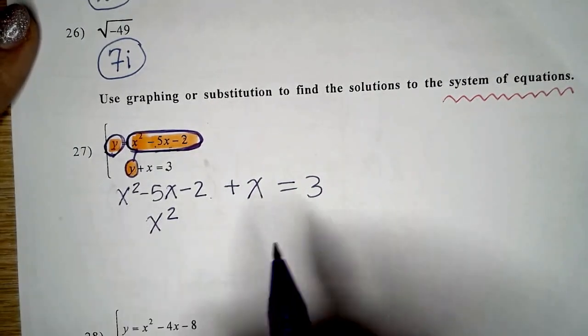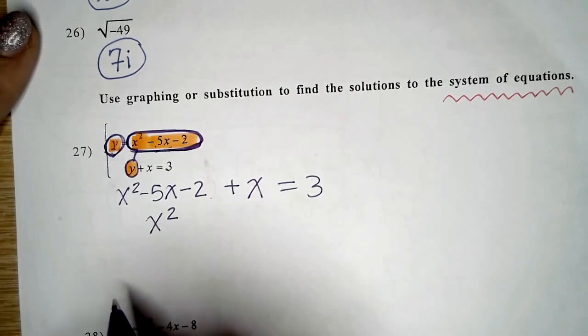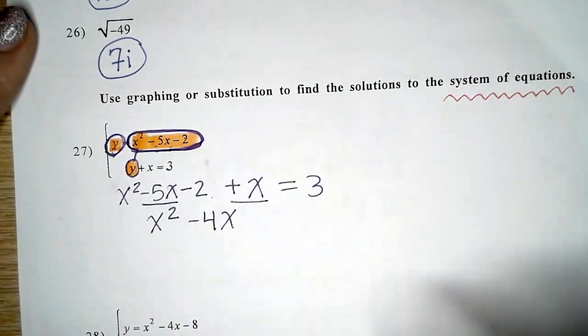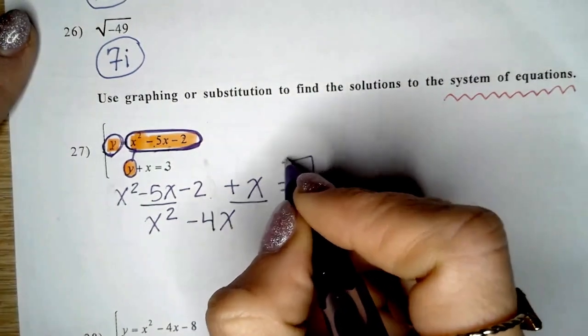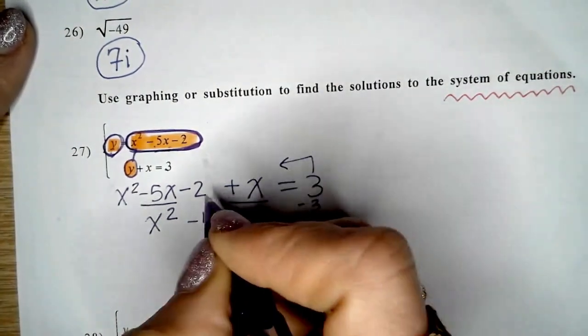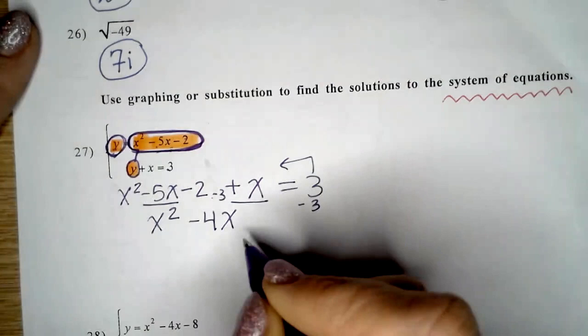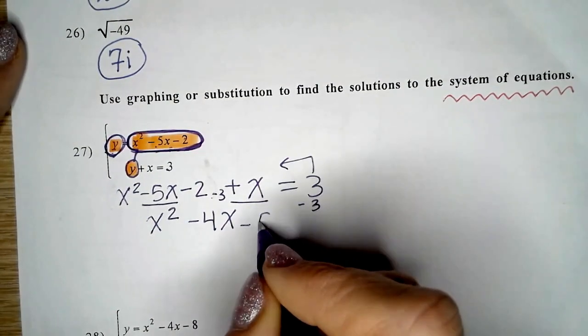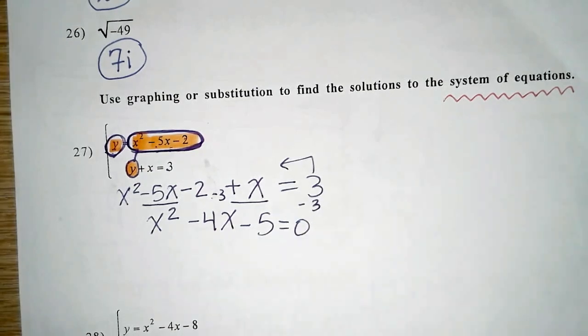Negative 4x. Good. Negative 4x. So that took care of this and this. And I want to bring that 3 over there too. What would I get? Negative 5. So we had negative 2, negative 3, which is negative 5 equals 0. Good.